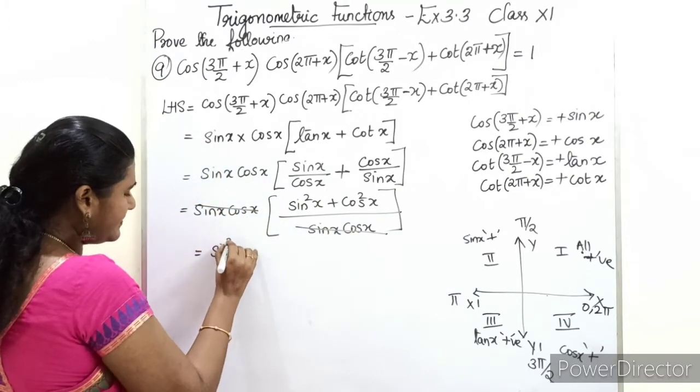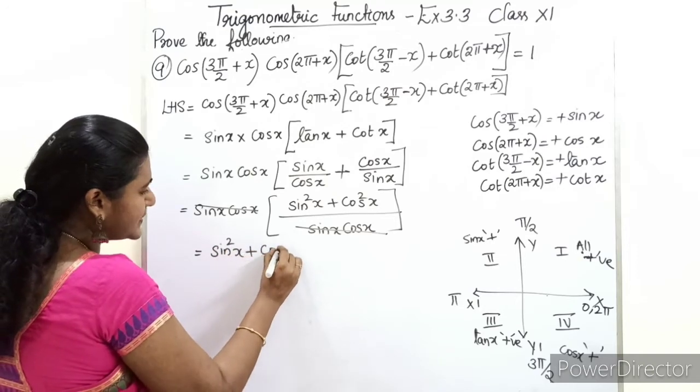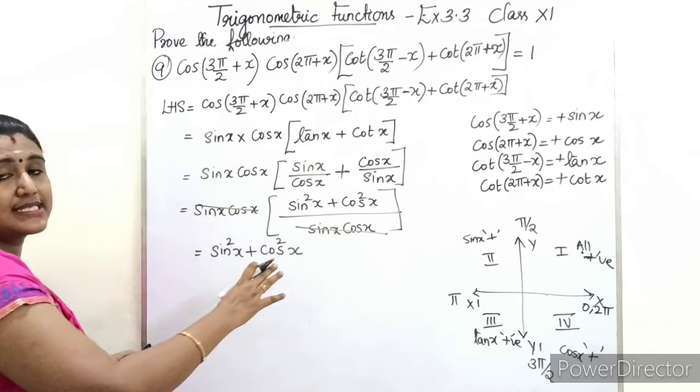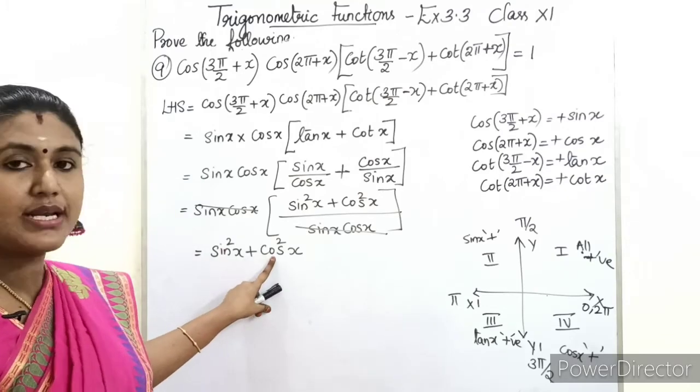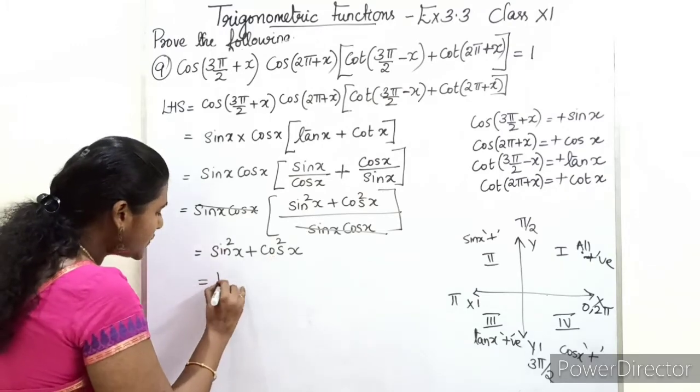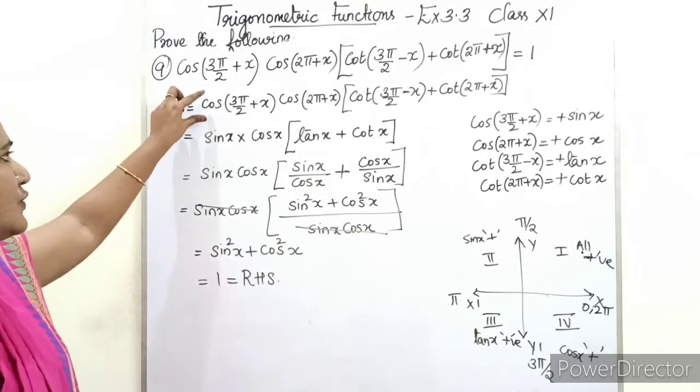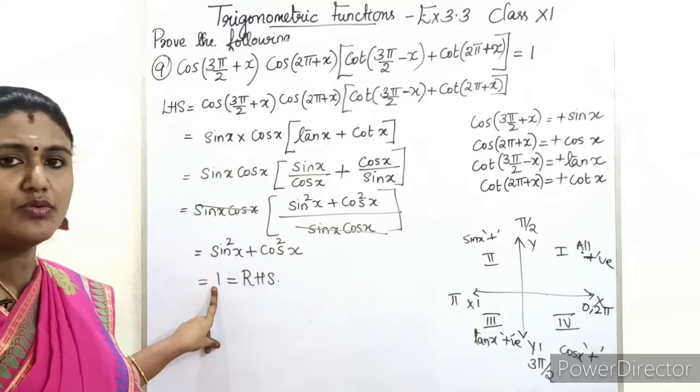Now what you have? Sin² x plus cos² x. So what is this? It is a trigonometric identity. Sin² x plus cos² x value is 1. So this is our RHS. Value of this expression is equal to 1.